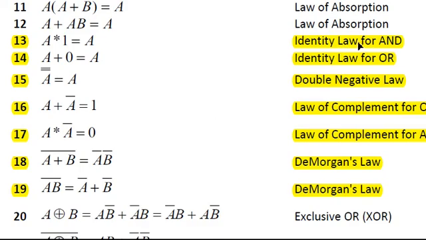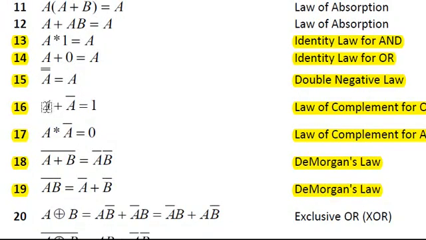The identity law is very similar to how algebra works. Anything times 1 is going to be what you had. Anything plus 0 is going to be what you had. Same thing here. Any term, whether it's true or false, ANDed by 1 remains the same. Any term ORed by 0, by false, remains the same.